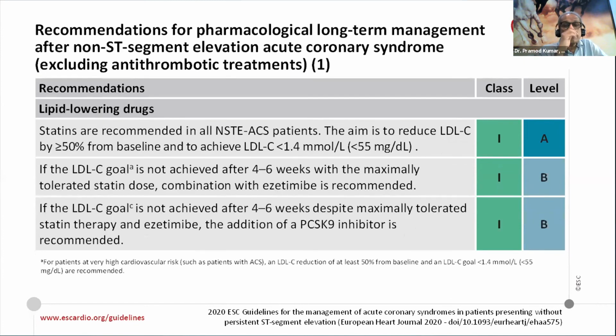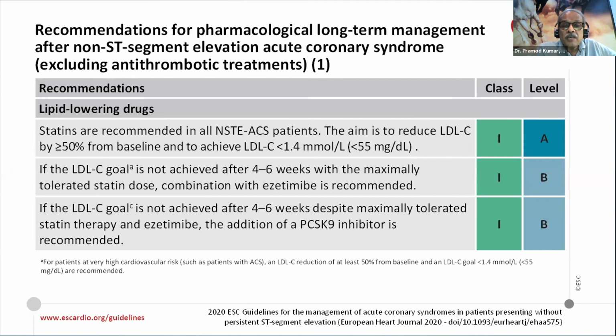Statins, a word about statins. This is something which is most of the time overlooked. The patient is just given a drug combination of ecosprin with a statin, atorvastatin 20 milligram or rosuvastatin 10 milligram. It's much more important now to have a focus on the level of LDL-C which we must achieve, which is recommended to be reduced more than 50% from baseline, and the final LDL-C should be less than 55 milligram in these patients of NSTEMI.